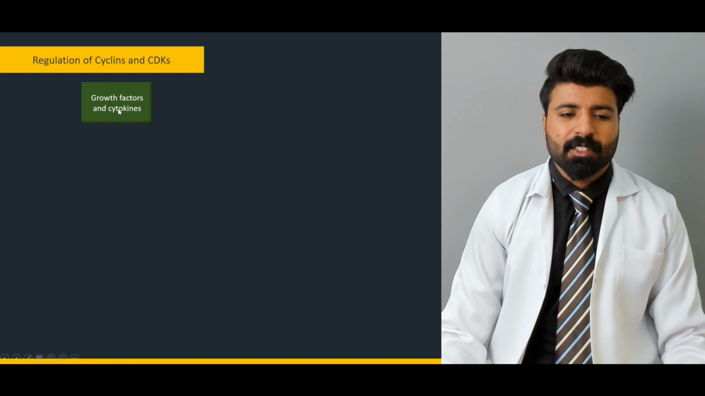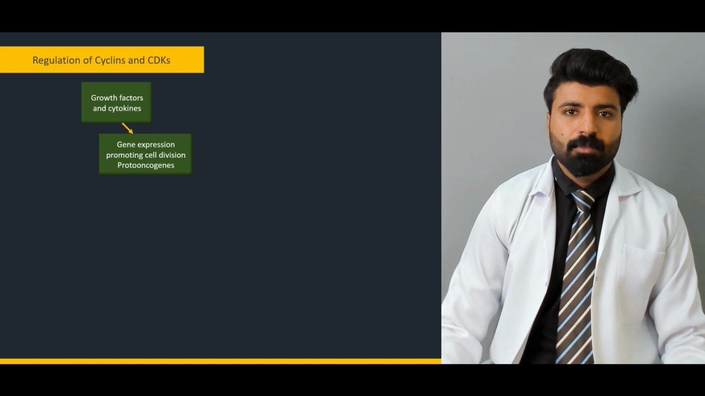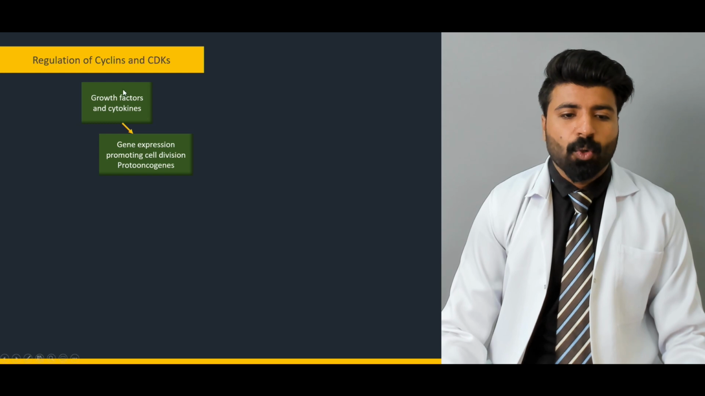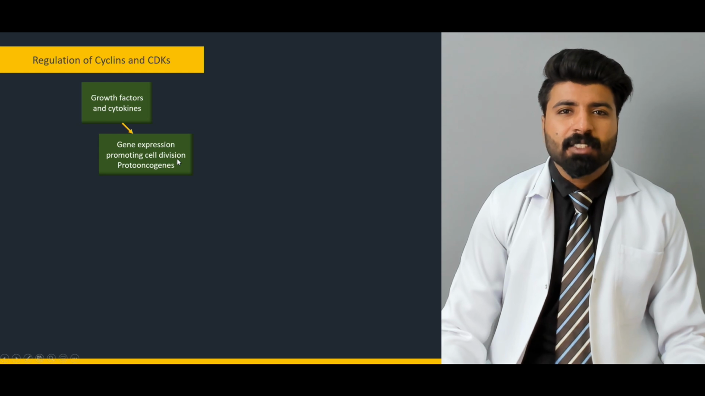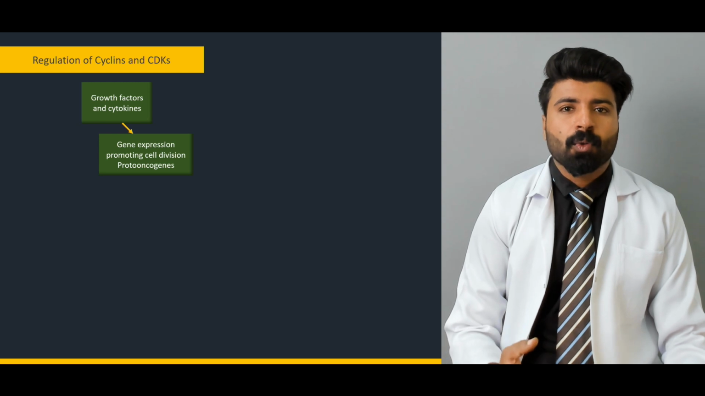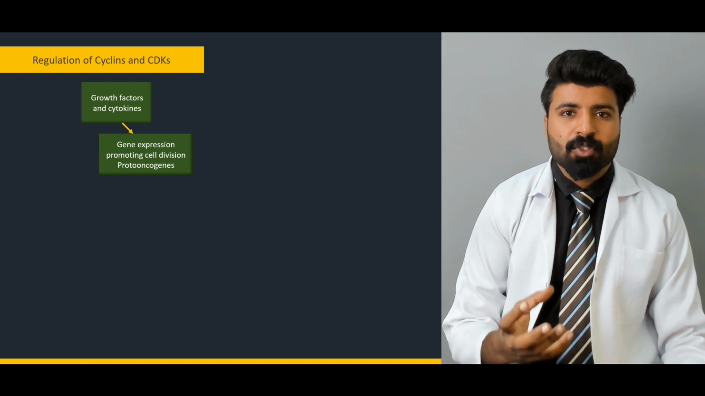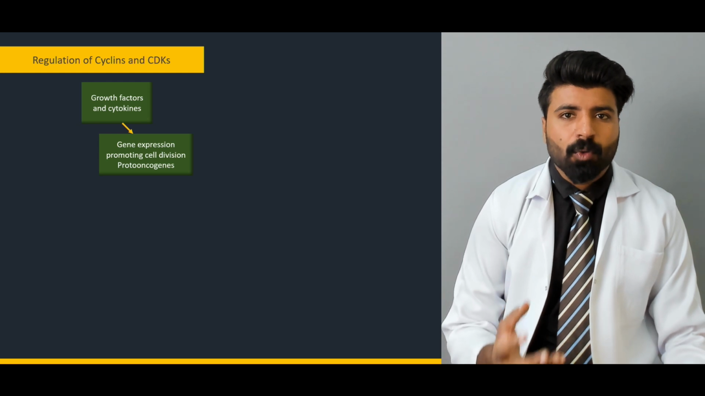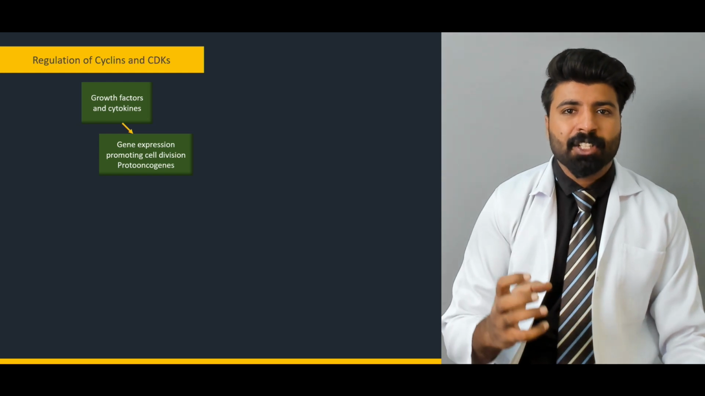There are growth factors and cytokines present, which are very important in determining whether cyclins and cyclin-dependent kinases are needed inside the cell. So when growth factors and cytokines act on it, the gene expressions promoting cell division will be produced. What are those genes? Proto-oncogenes. Proto-oncogenes are the genes which promote growth and give rise to new cells. So proto-oncogenes are going to promote the multiplication and the division of the cells.